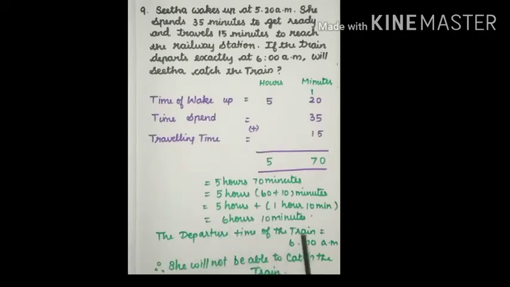But the departure time of the train is what? 6 a.m. Will Sita catch the train? No, she will not be able to catch the train because she reached the railway station 10 minutes later. 6 hours 10 minutes. So, she will not be able to catch the train.